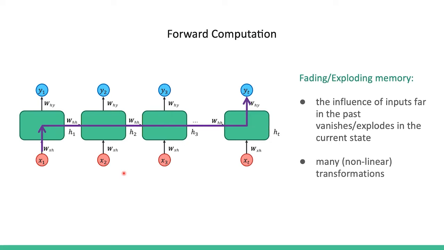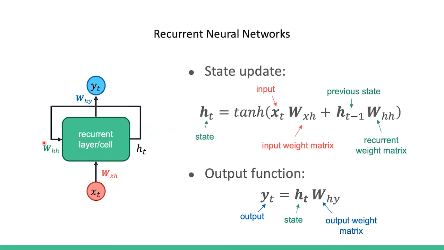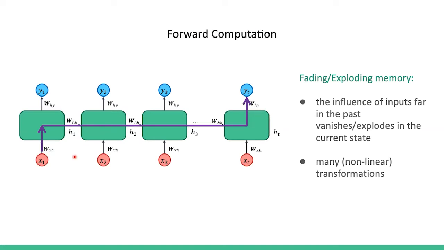Okay, so in practice, the parameters of the transformations stay the same, of course. What changes is the information that is processed. Okay, so when we unroll this recurrent architecture across time, we get this unfolding network.